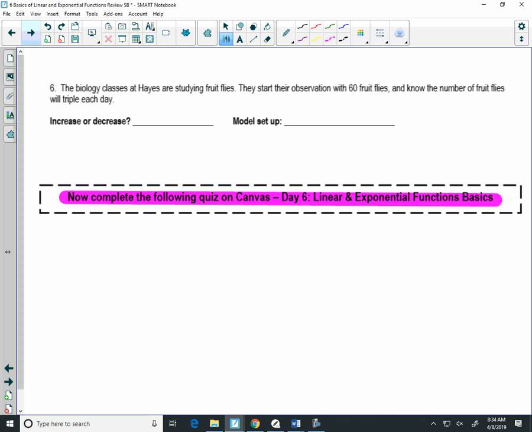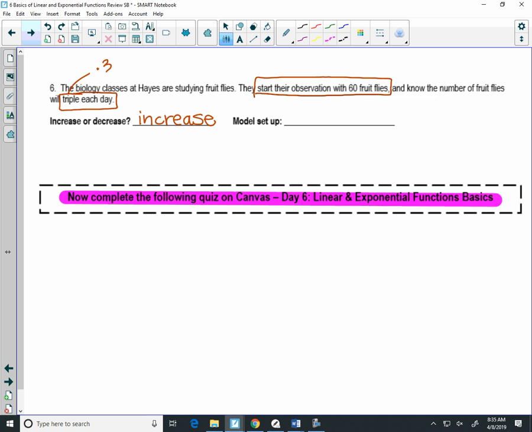All right, last one. Biology classes at Hayes are studying fruit flies. They start their observation with 60 flies and know the number of flies will triple each day. So start with 60, triple. If we're tripling, that's multiplied by 3. So this is an increase.